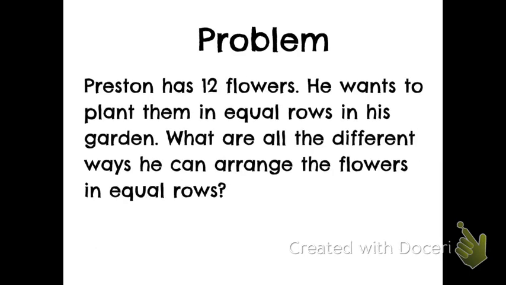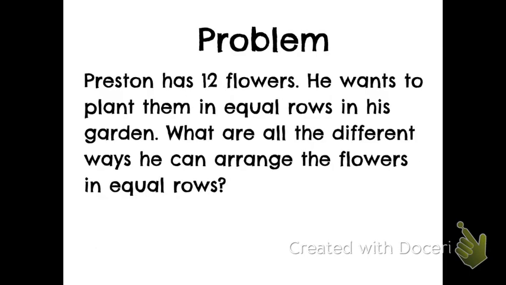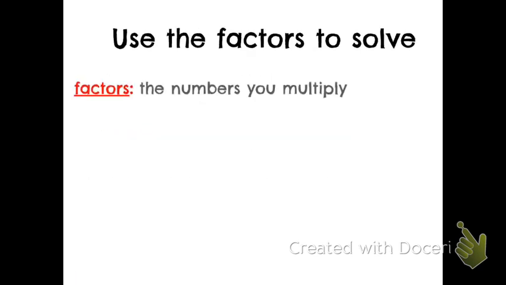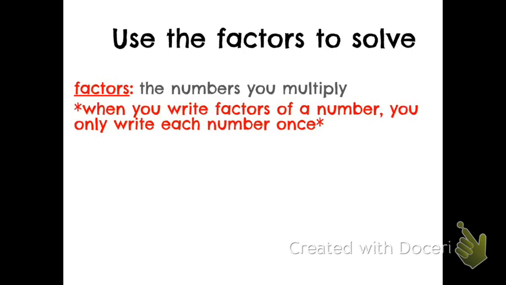The first problem we're going to take a look at says, Preston has 12 flowers. He wants to plant them in equal rows in his garden. What are all of the different ways that he can arrange the flowers in equal groups? So today we're going to be learning what a factor is and how it helps us to solve problems like this. So in your notes, please make sure you go ahead and write down our definition of factors.